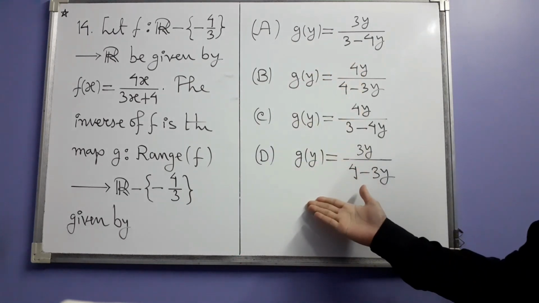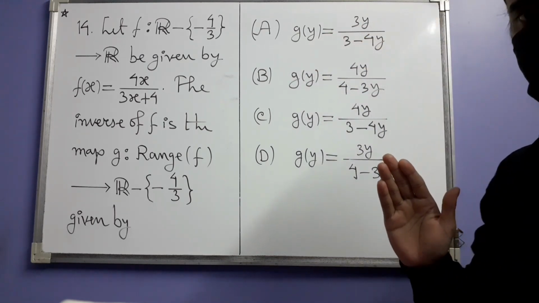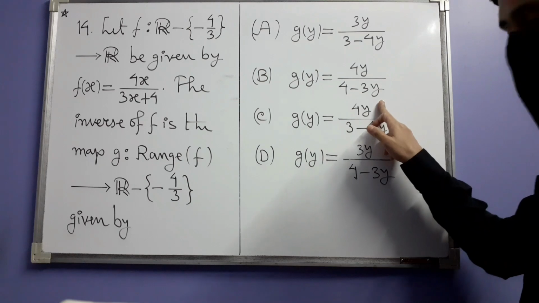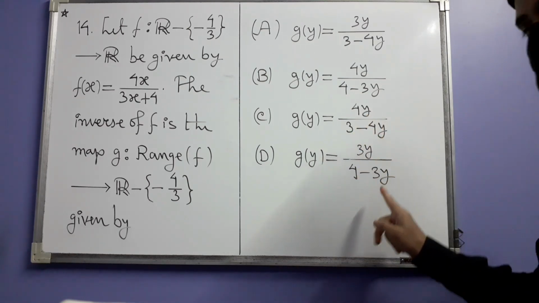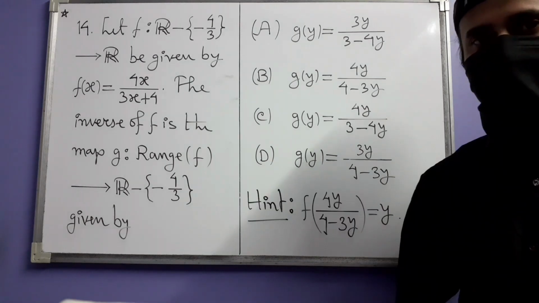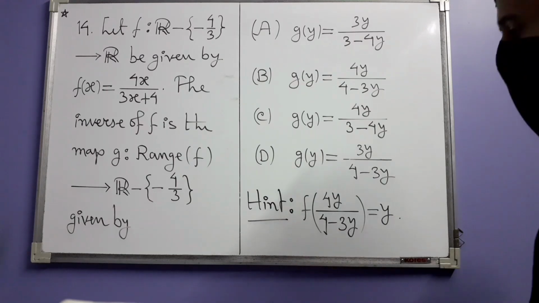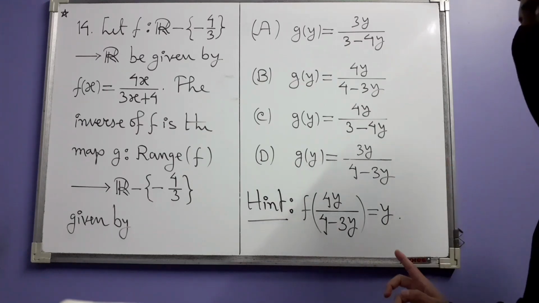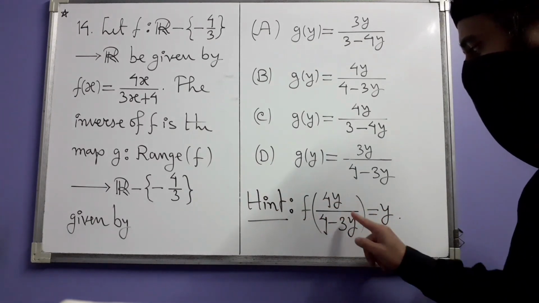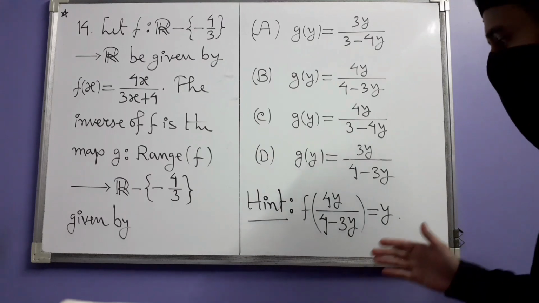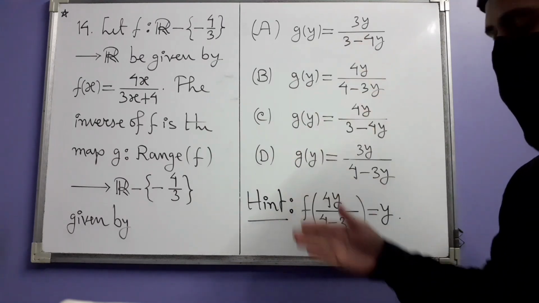These are the options. Is g of y equal to 3y divided by 3 minus 4y, or is it 4y divided by 4 minus 3y, or 4y divided by 3 minus 4y, or 3y divided by 4 minus 3y? And I will just give you this hint, not a full solution. This hint actually has everything. You take any y from the range of f and you calculate this, f of 4y divided by 4 minus 3y. You will see that you are getting y. And based on this hint, now you draw the conclusion. Which one of these options is true?